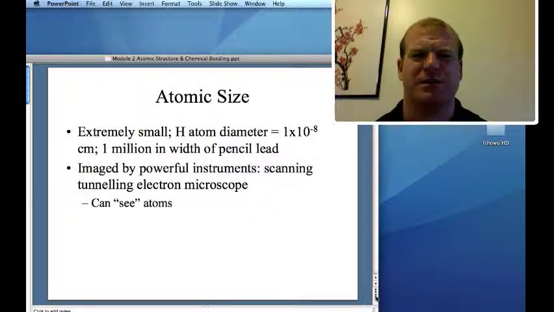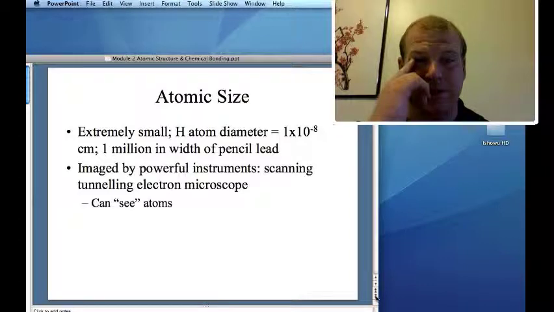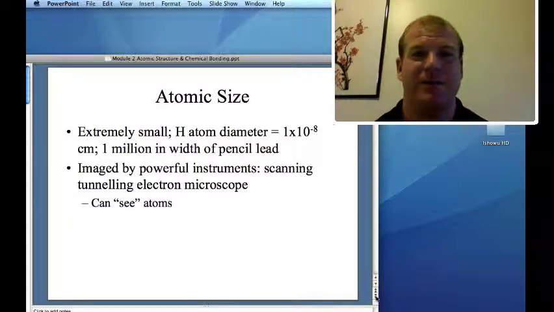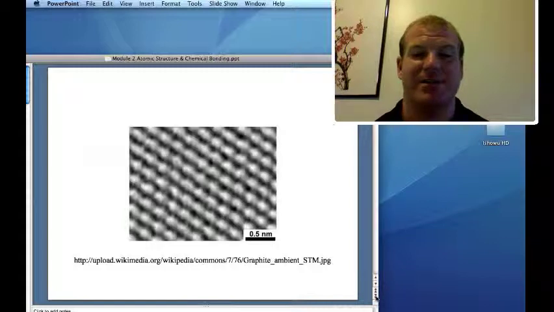So atoms are really, really, really small. 1 times 10 to the minus 8 centimeter, or 1 times 10 to the minus 10 meters. So tiny that it is impossible to see them with just the visible light that our eyes work off of. We can image them using STM, scanning tunneling microscopes. So we can see them, in quotation marks. You don't see them with light, we see them with imaging. And here is an STM image of graphite. So your pencil lead, this is what it looks like with a scanning tunneling microscope.